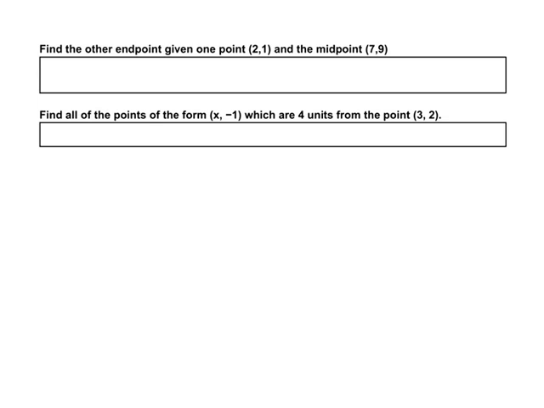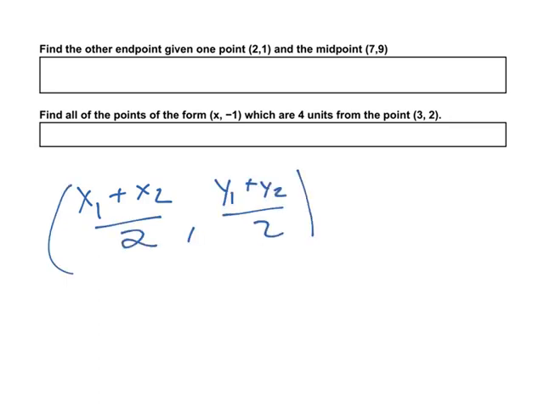And up here we're given the endpoint and we're given the midpoint. So there's a couple different ways that you can approach this. You can actually set up the equation like (x1 + x2) over 2, (y1 + y2) over 2. And here we know one of the points, and we actually know what each of these are equal to. We know this one is equal to 7. We know this one is equal to 9.